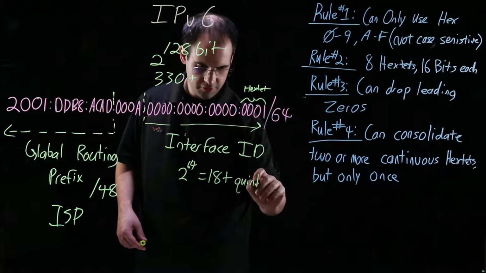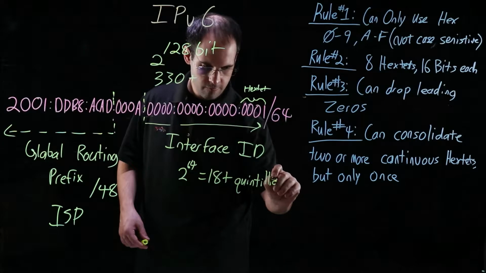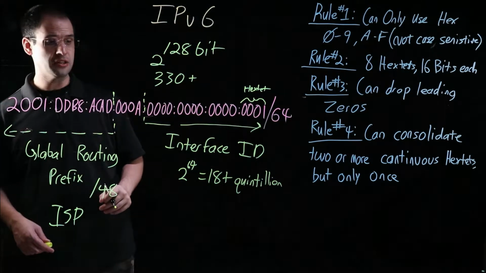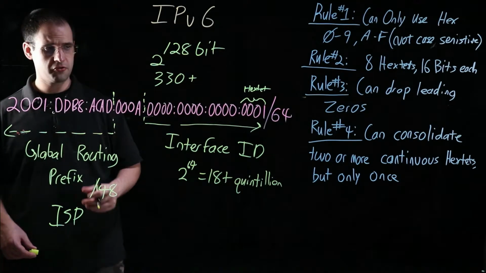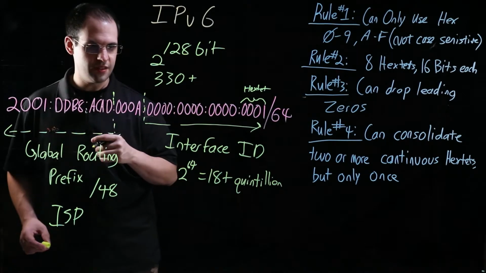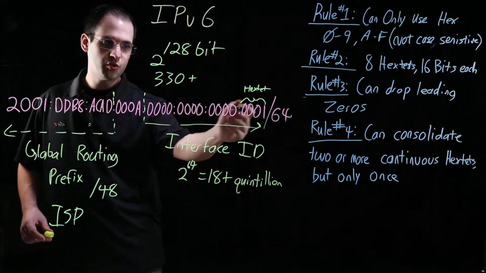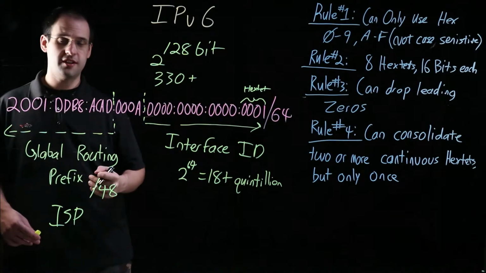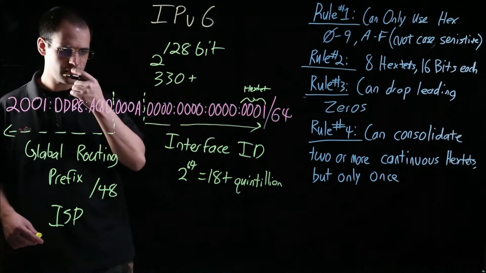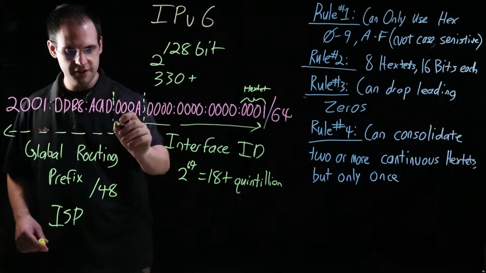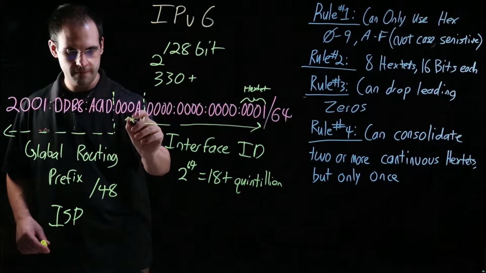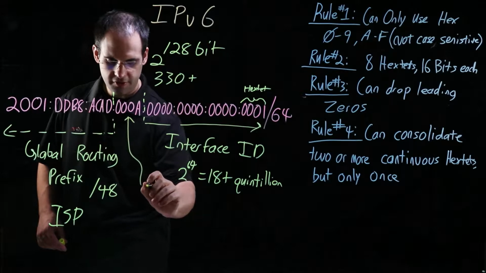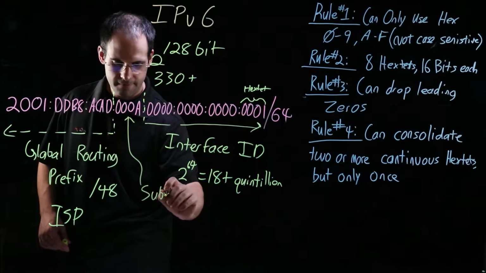Let me make sure I'm spelling this correctly. All right, 18 quintillion addresses. So what you're looking at here is 18 quintillion different combinations in these 4 hextets combined. And finally, this is the subnet ID.